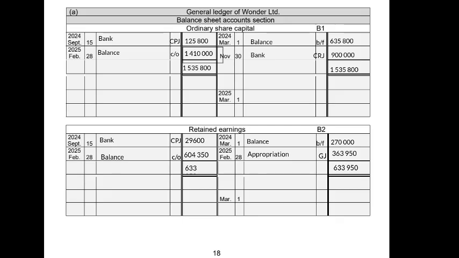Then on the credit side, March the 1st, we'll have our balance brought forward, and the balance brought forward is then of course the 604,350. And that is how you will complete your ordinary share capital account and your retained earnings account.